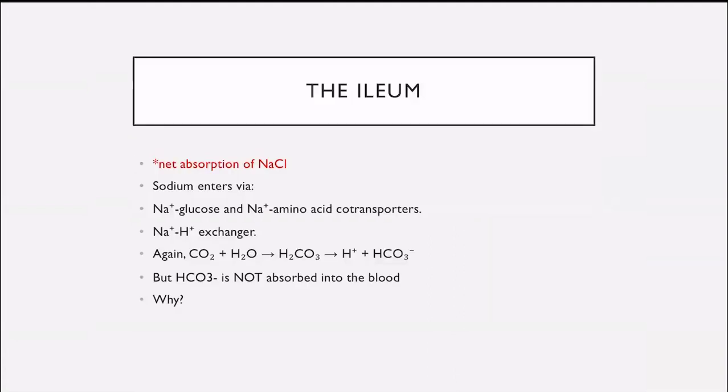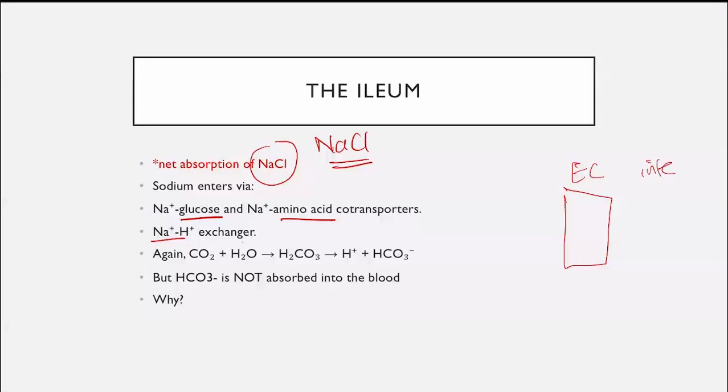Then we have the ileum. Over here, we're going to have net absorption of sodium chloride. Sodium, again, is going to enter via the glucose and amino acid cotransporter and then the sodium-hydrogen exchanger. So it's the same mechanism. Once again, you have the epithelial cell, you have the interstitium, and you have the lumen over here. Sodium is going into the cell and hydrogen is going out of the cell. This is the reaction, just the same as before.